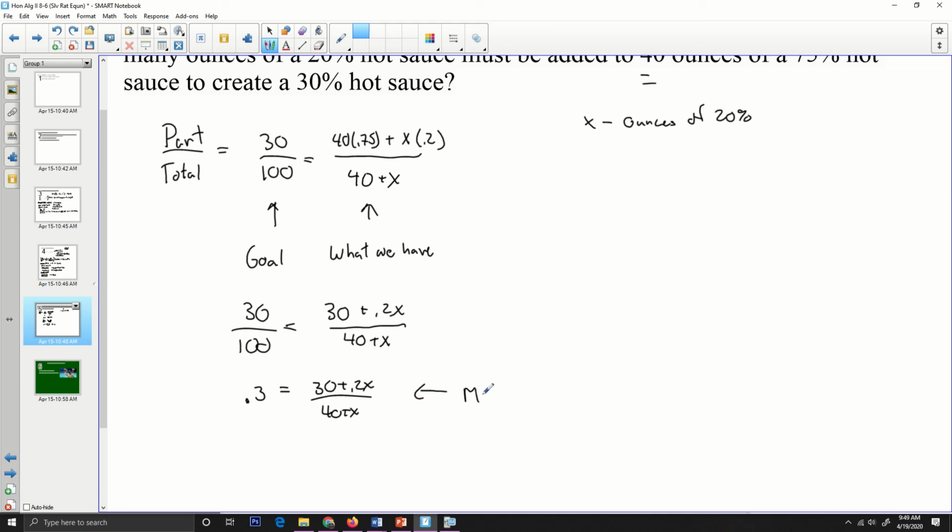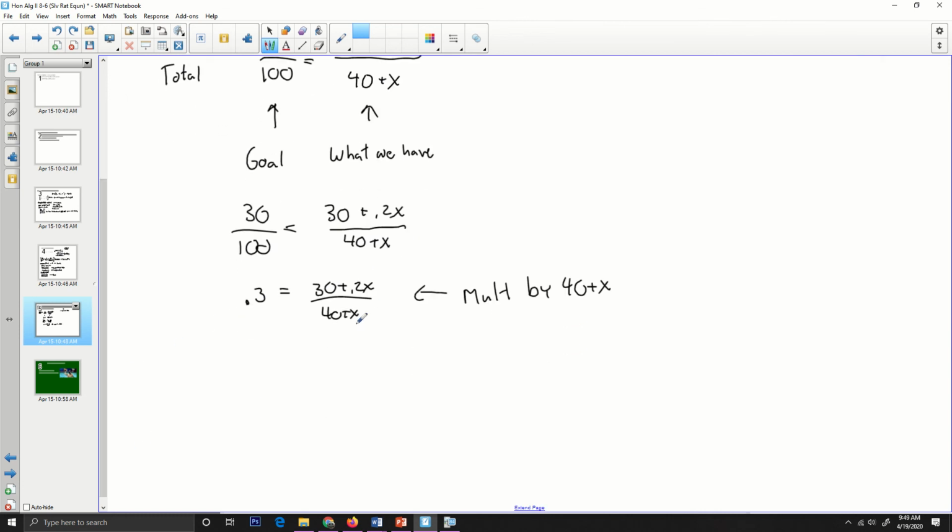Here I'm going to multiply by this denominator, 40 plus x, which is kind of like what I did in the last one. And so when I do that, I'll get 40 plus x times 0.3 equals 30 plus 0.2x. Here I'm going to distribute. 0.3 times 40 is going to be 12, and then 0.3 times x is going to be 0.3x. And I'll have 30 plus, this should be 0.2, I left off a decimal there, so 0.2x.